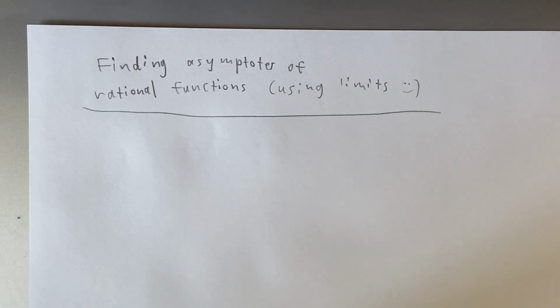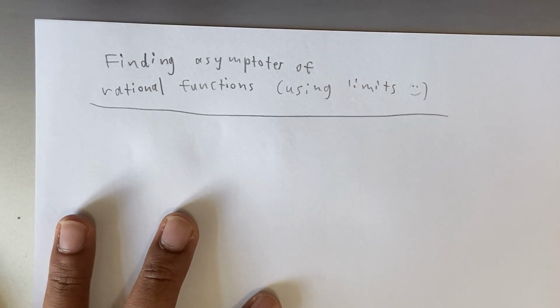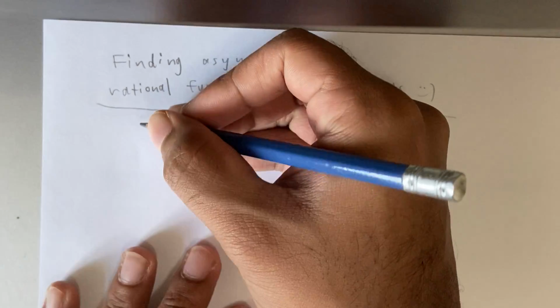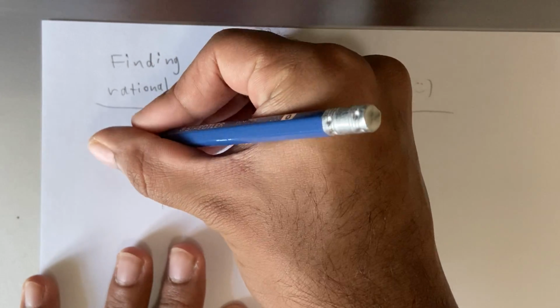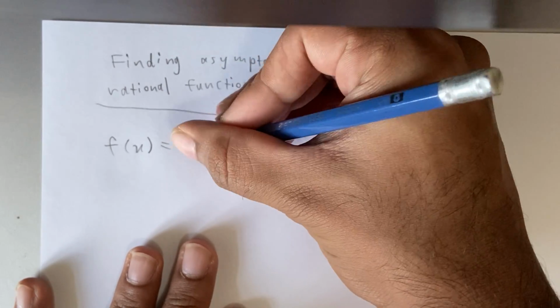Hello, today we will be talking about how to find the asymptote of a rational function. Obviously using limits, because that's what we're talking about these days. So let's take a sample rational function such as f of x is equal to x plus 2 over x minus 2.